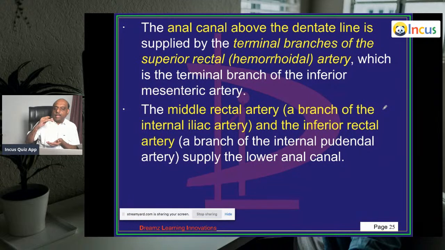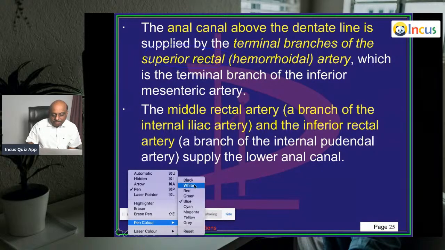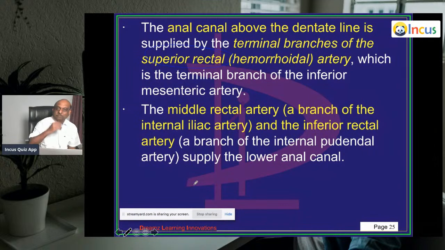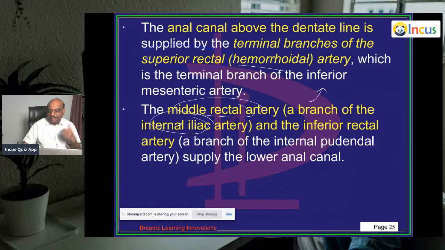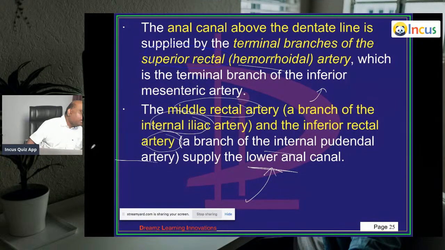So the anal canal above the dentate line is supplied by the terminal branch of superior rectal artery. So what is superior rectal artery? Superior rectal artery is also called hemorrhoidal artery, which is the terminal branch of the inferior mesenteric artery. Whereas the middle rectal artery, which is the branch of the internal iliac artery, and the inferior rectal artery is the branch of the internal pudendal artery, they supply the lower anal canal, is what you have to emphatically remember.